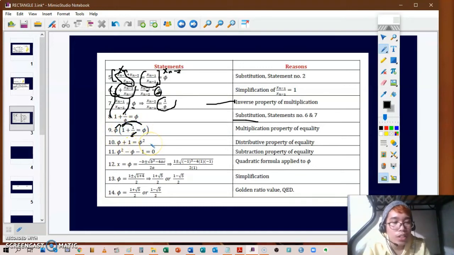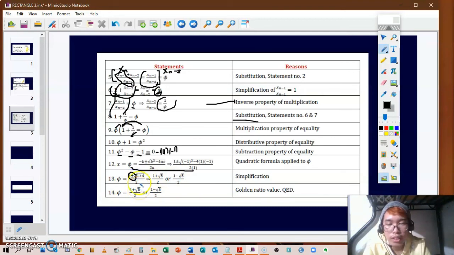Okay, and then we can rearrange this into a quadratic equation. So therefore we get phi squared minus phi minus 1 is equal to 0. And therefore, by using the quadratic formula, we can say that phi is equal to 1 plus or minus the square root of 1 plus 4, because we got this from negative 4 times 1 times negative 1. So therefore we got here plus 4 all over 2, which is equal to 1 plus square root of 5 all over 2 and 1 minus square root of 5 all over 2 using the quadratic formula.